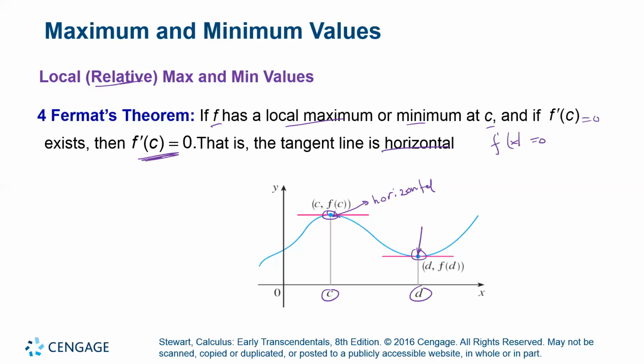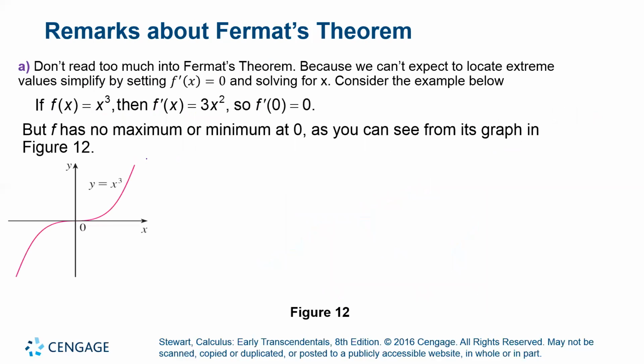So there are certain cautions in using this theorem. In the following cases, I call them remarks. The first remark is don't read too much into Fermat's theorem, because we can't expect to locate extreme values simply by setting f'(x) to 0 and solving for x. Now consider this example. Consider the function x cubed. This is the graph that we have there. Let us differentiate it. If you differentiate the function, you get 3x squared. And then f'(0) is 0.